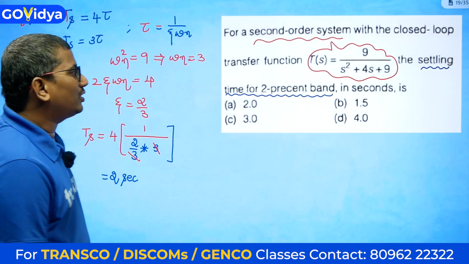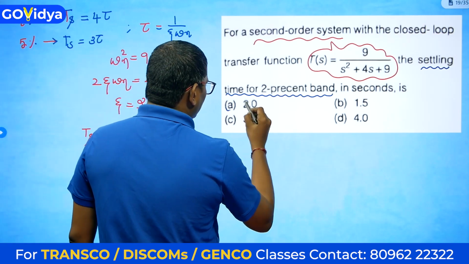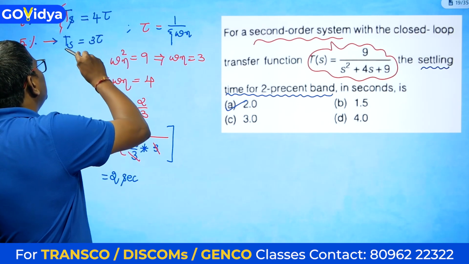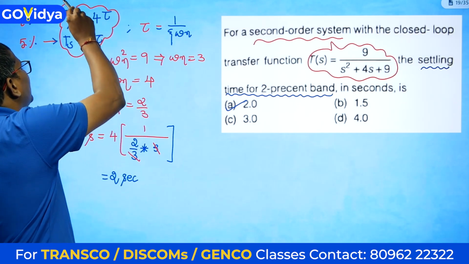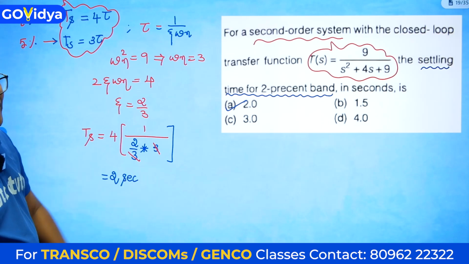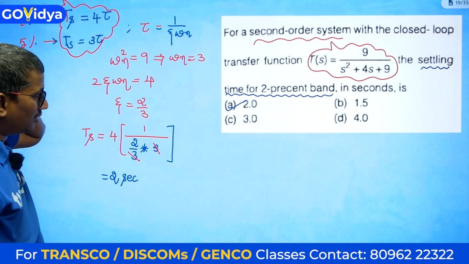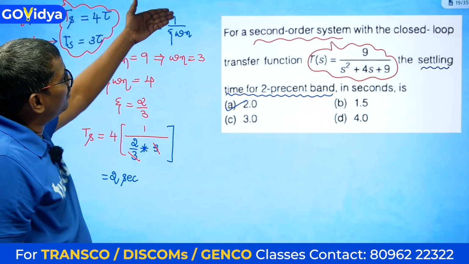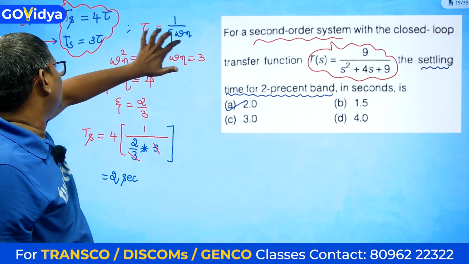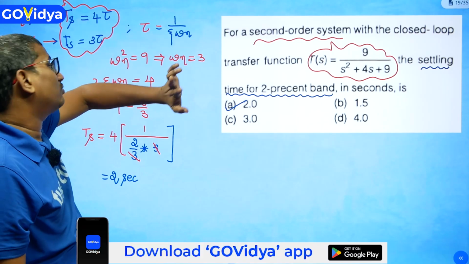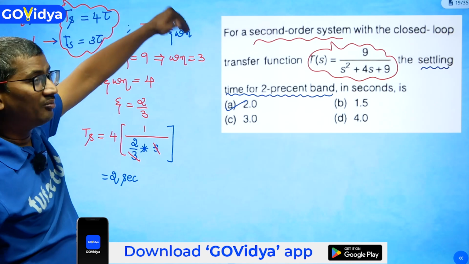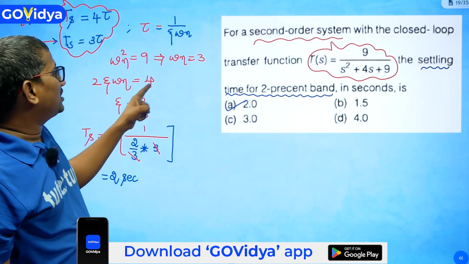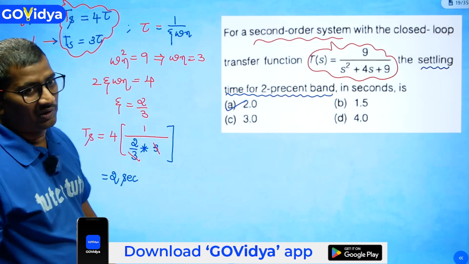The answer is 2 seconds. So here it involves multiple concepts. The first concept is that you have to identify the settling time relation for the 2% band, which is nothing but 4 time constants. But we should know what exactly the time constant is. It is also called the damping coefficient, which is nothing but 1 by zeta omega n. So here there are two unknowns to calculate. From the transfer function standard form we found omega n is equal to 3, and from this we calculated zeta, substituted, and we got the final answer.